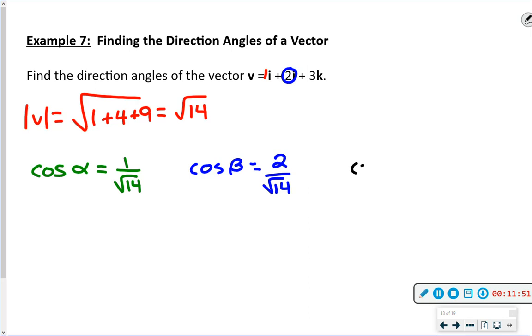I hate drawing this. It kind of looks like a Y. We're going to go with that. 3 over the square root of 14.